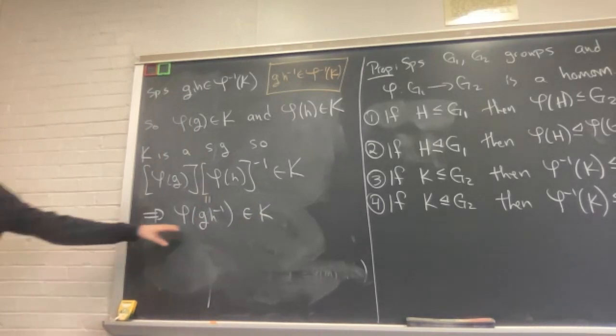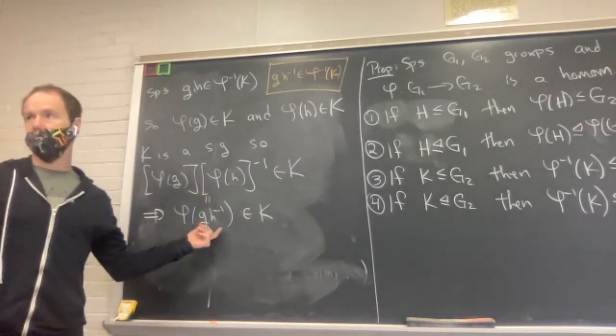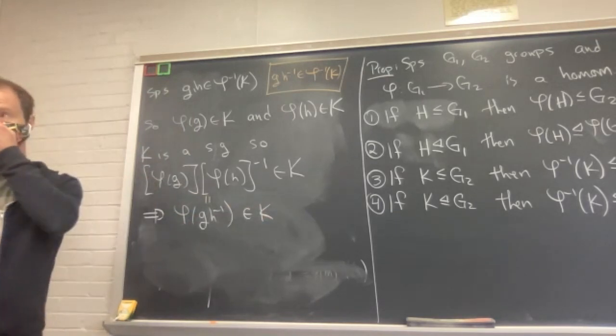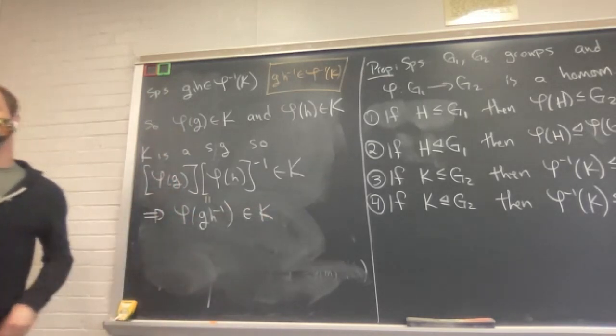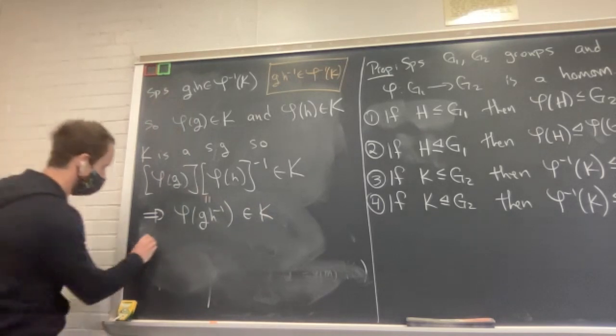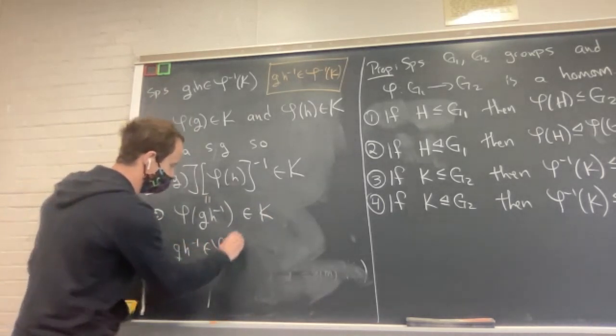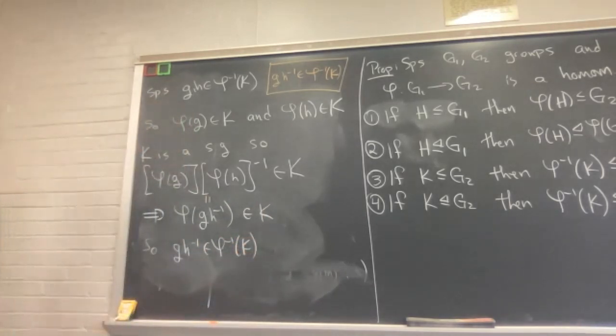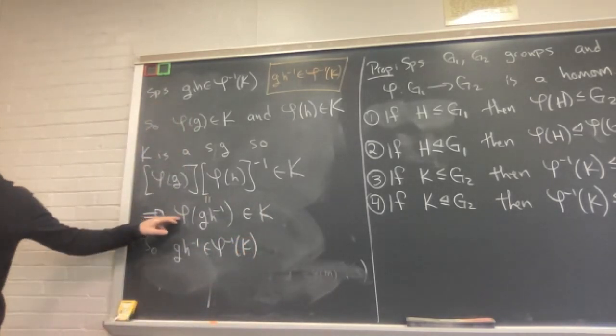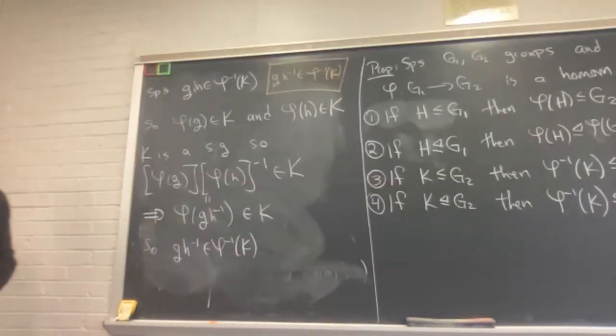Okay, but if you take something and when you map it, you land in the subgroup, that's exactly the definition of being in the inverse image. So g h inverse is in the inverse image of K. So this line right here is equivalent to this line right here. This is the definition of being in the inverse image.